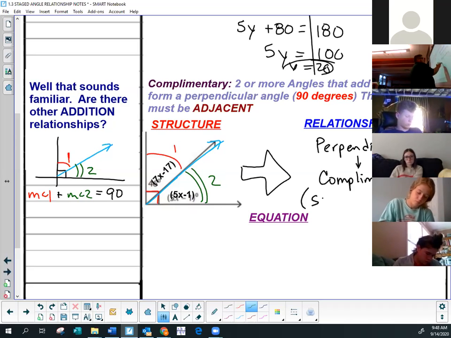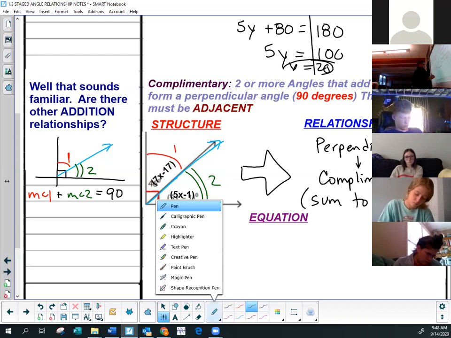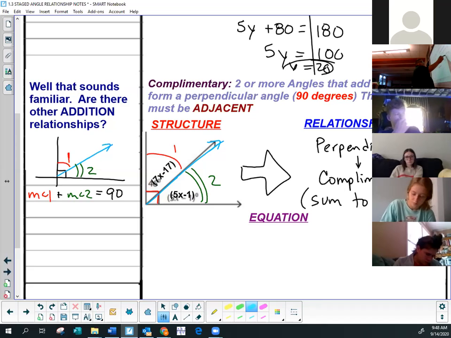And that means it's going to sum to 90 degrees. And that doesn't matter if it's cut into 2 angles or 15 angles. As long as the sum total goes back to a right angle, we can call them by this designation: complementary. And that's the word you have to lock into your head. That's the one you're going to hear the most.